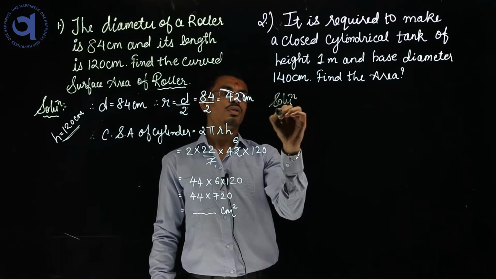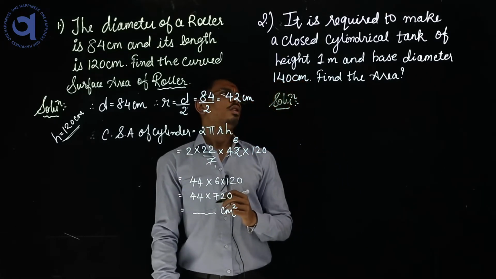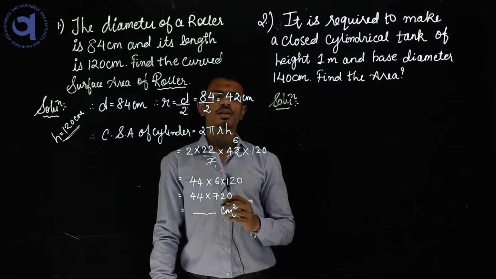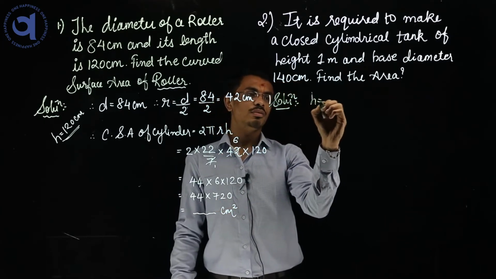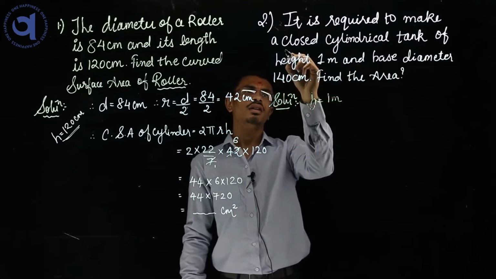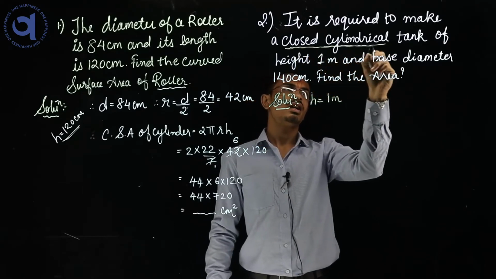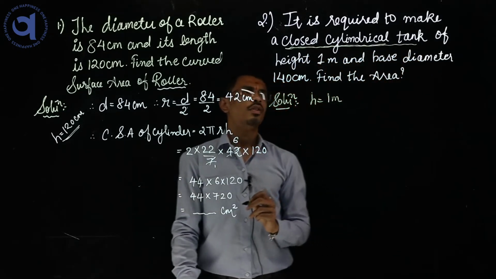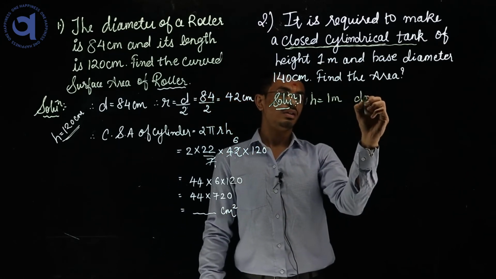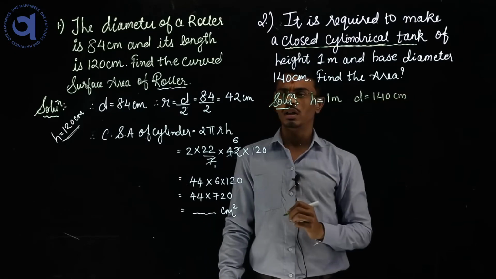Let us find the solution of this question. It is given that it is required to make a closed cylindrical tank of height 1 meter. Height is mentioned as 1 meter of a closed cylindrical tank. This word is important in the question. Closed cylindrical tank is mentioned, of height 1 meter and base diameter is 140 centimeter. Base diameter is measured as 140 centimeter.